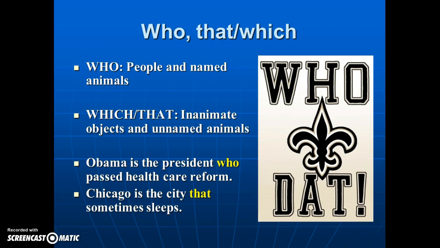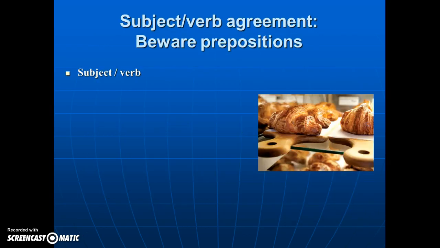Other common areas is the difference in who and that and which. Who refers to people and named animals. Animals with a name in the story, they're treated like people, they get who. And then inanimate objects and unnamed animals get which or that. So you can see the examples here. President Obama is the one who passed healthcare reform. Chicago, inanimate object, is a city that sometimes sleeps.